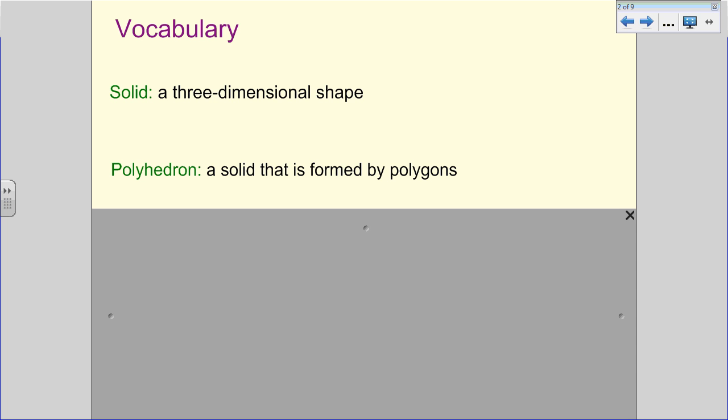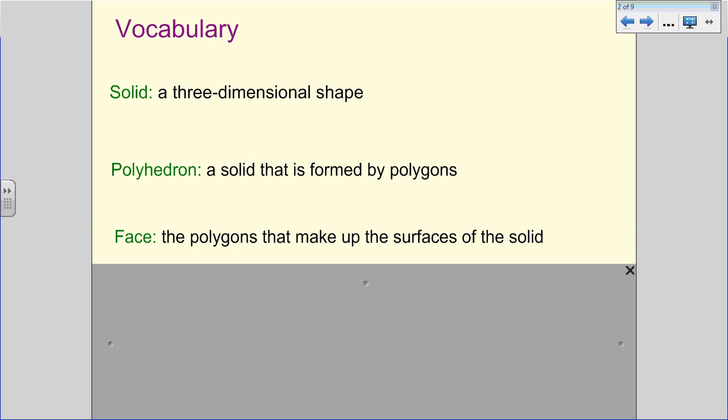We've just studied polygons, so these are going to be solids that are formed by triangles, rectangles, squares, trapezoids, hexagons, octagons. A basketball would not be considered a polyhedron because it is round. But you are going to see some solids, some three-dimensional figures, that will surprise you by actually being polyhedrons. But like my coffee cup, because it's curved, it's not considered a polyhedron.